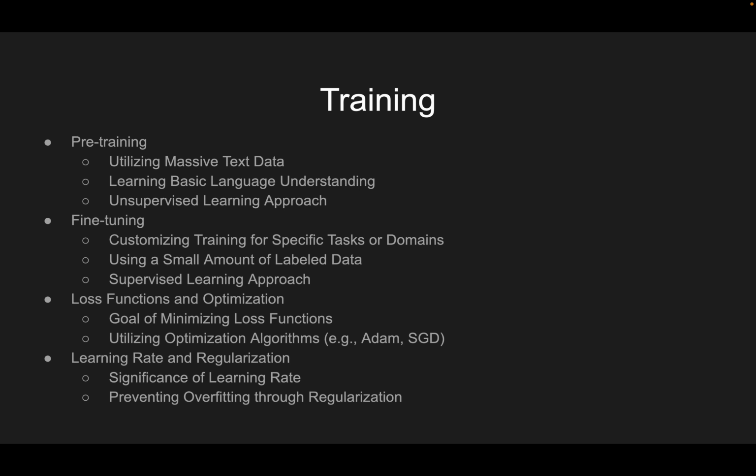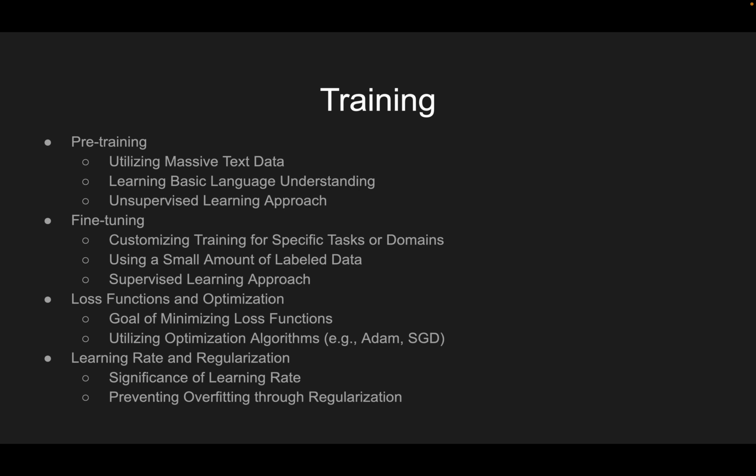The training of large-scale language models is typically divided into two major phases, pre-training and fine-tuning. During the pre-training phase, the model learns basic language understanding by utilizing a vast amount of text data. This phase is primarily conducted through unsupervised learning. In the fine-tuning phase, the model is tailored to specific tasks or domains using a smaller amount of labeled data, which involves supervised learning. The objective throughout the training process is to minimize a loss function.